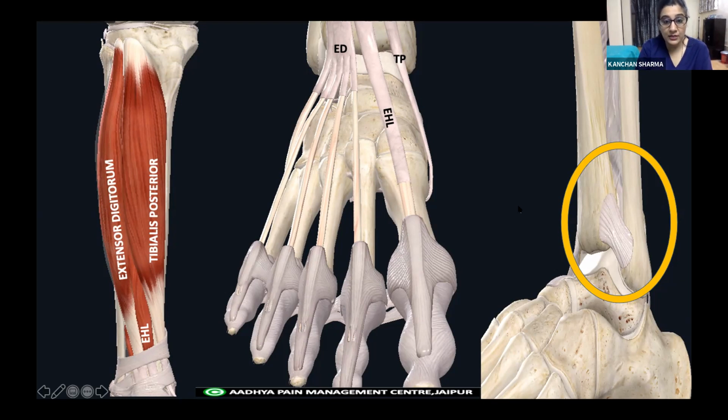This ligament is a syndesmosis, meaning a fibrous connection between the lower end of your tibia and the fibula. We call it the anterior tibiofibular ligament because it is connecting the tibia and the fibula. So you should know these tendons and this ligament when we are talking about the anterior compartment.